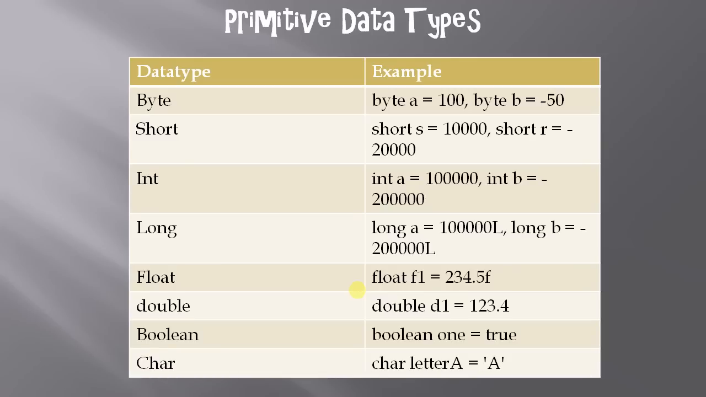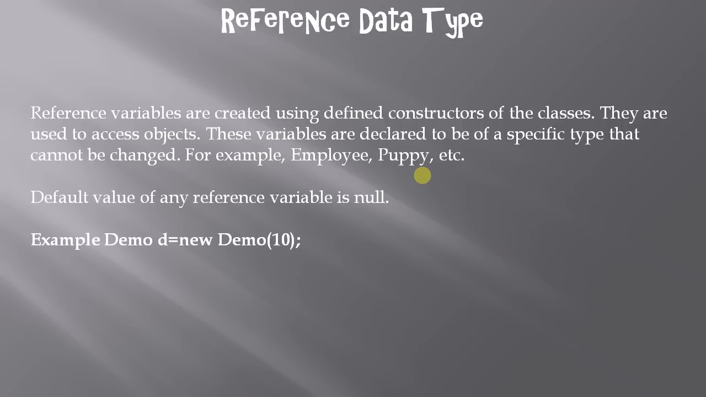Okay guys, there are two types of data types, primitive data types and reference data types. You can see here, primitive data types include byte, short, long, int, float, double, etc., and I have given an example here: data type, variable name and its value, for each and every data type. Okay guys, now let's go to reference data types.